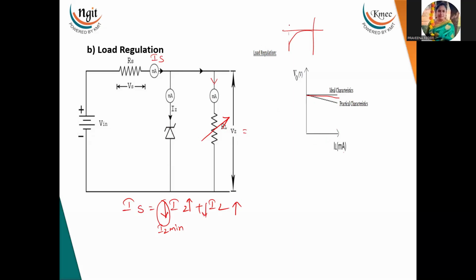This is the VZ. If this is the I minimum value, or I knee value, and the current is below this, then it will not give any regulation. That's why as the load current increases, the Zener gives poor regulation. Now this is about the Zener as a voltage regulator.